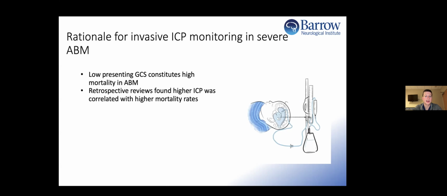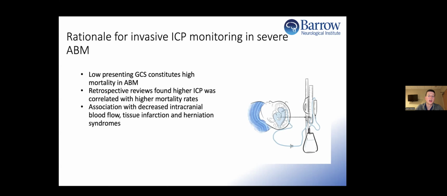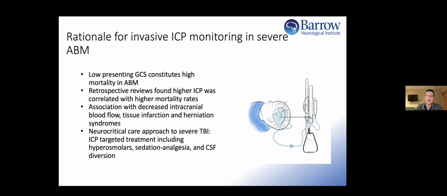Also, numerous retrospective reviews have found that higher ICPs were correlated with higher mortality rates, supporting the justification for invasive monitoring. We know that high ICPs decrease intracranial blood flow, which leads to tissue infarction as well as herniation syndromes. And as we've seen over the last 2 to 3 decades, a broad neurocritical care approach has been brought to the treatment of severe TBI, mainly based off of the ICP targeting.